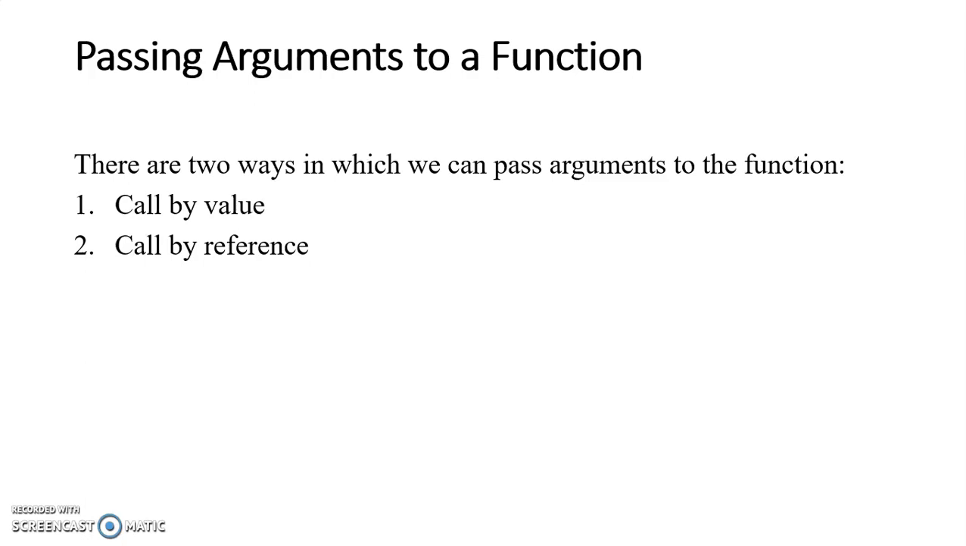As we have already seen the actual and formal parameters, now let's see how we pass the arguments to functions. There are two ways in which we can pass the argument. The first way is call by value and the second is call by reference. This is a very important concept in functions.